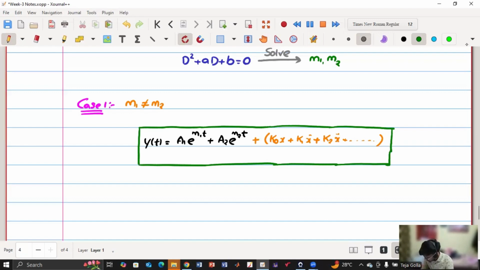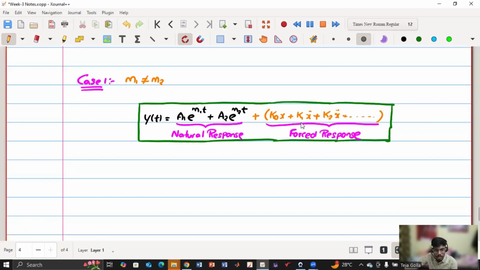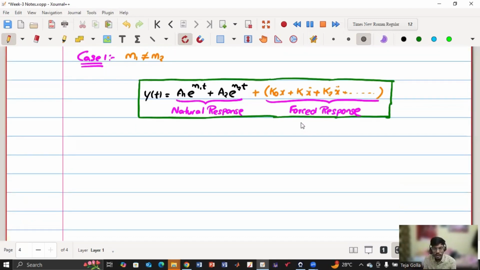Okay, so if we define it, this is the natural response. And this is the forced response. Okay. So you need to remember this generalized expression. Once we write the generalized expression, then we'll start solving for the coefficients. So this is case one.